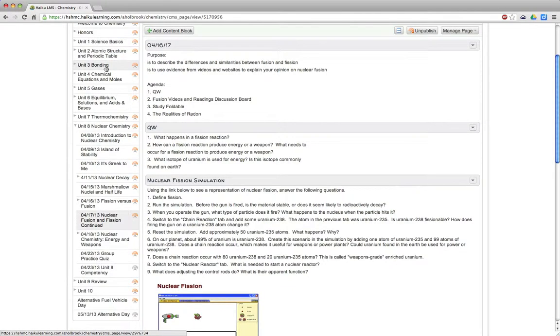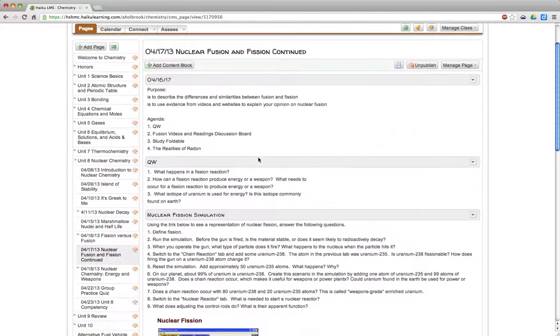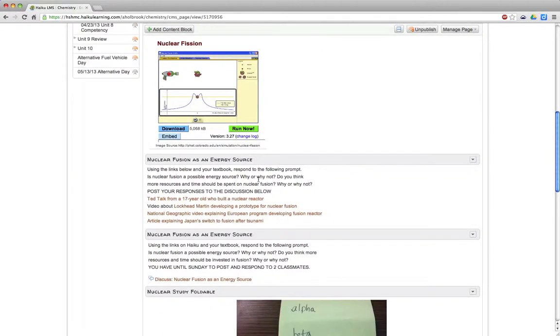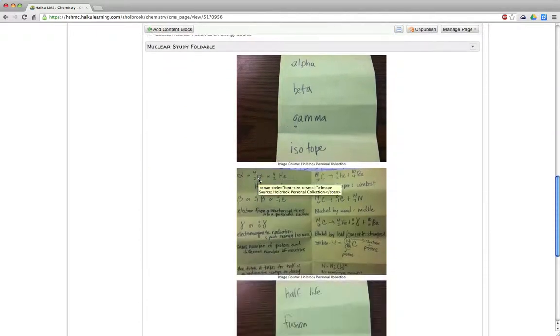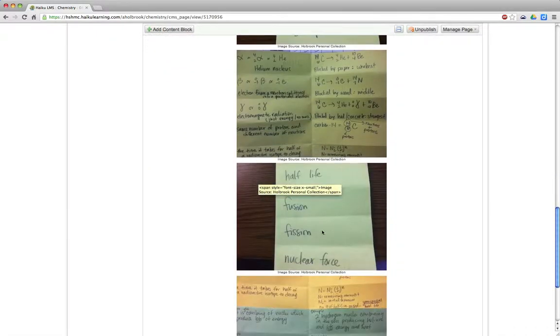For the following day, the purpose is again posted, and the students worked on the quick write that I mentioned earlier. The students continued work on the discussion board by looking at the links, watching the videos, and responding to their peers. Because I don't have enough laptops for everyone, the other half of the classroom was actually working on a nuclear study foldable that again required them to use some of their knowledge about fusion and fission.